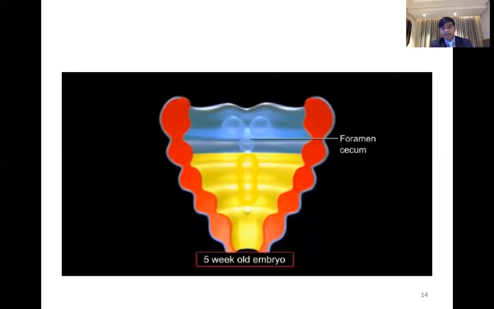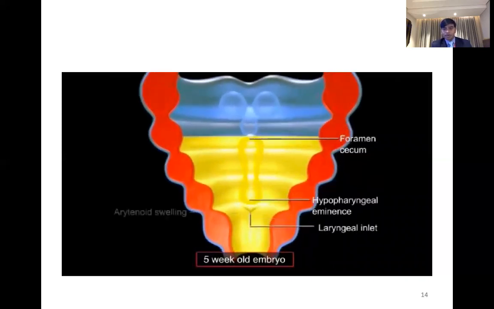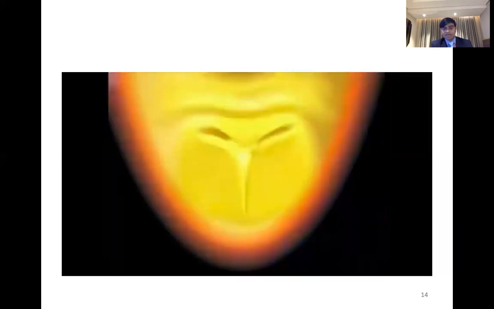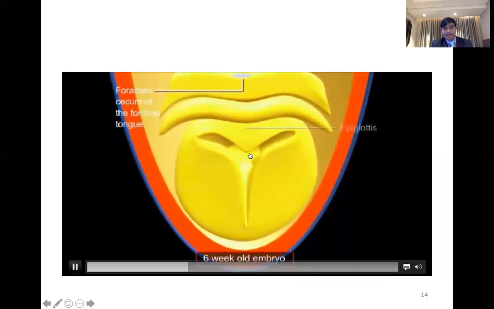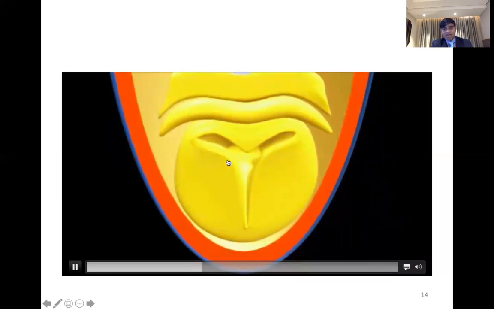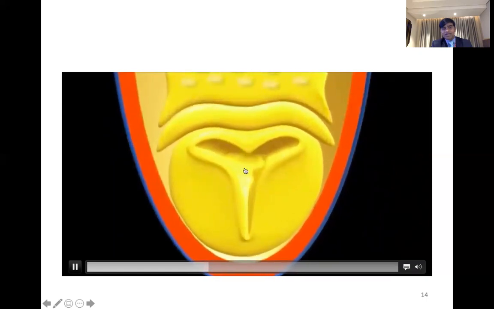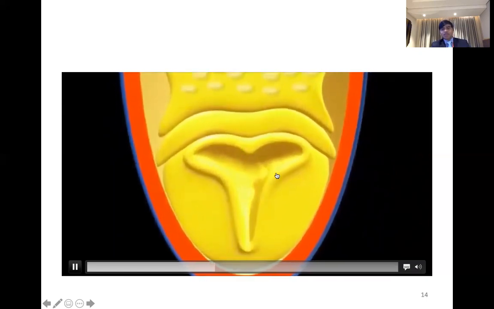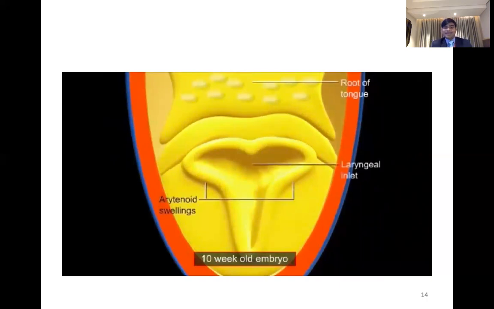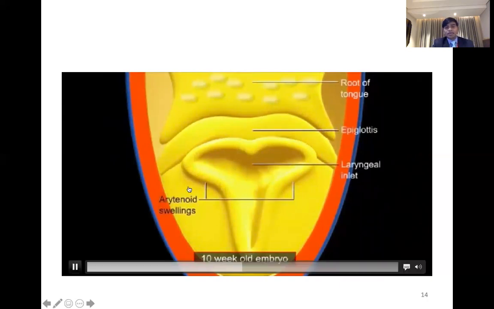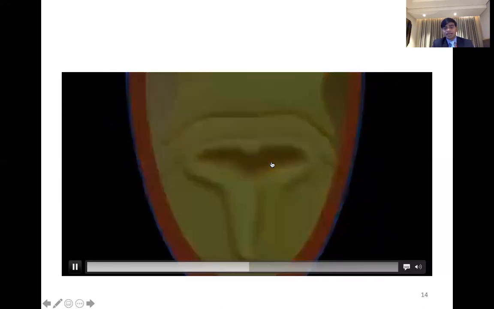Now, at the 5th week of the embryo, you can appreciate the hypopharyngeal eminence over here, and there will be the formation of the laryngeal inlet. This is the laryngeal inlet. Superiorly, you can see this is the epiglottis, and towards the lateral aspect, these are the arytenoid swellings, right? So this, if you see, is a T-shaped structure you will be able to see at the 10-week embryo, and you can see the arytenoid swellings over here, right?